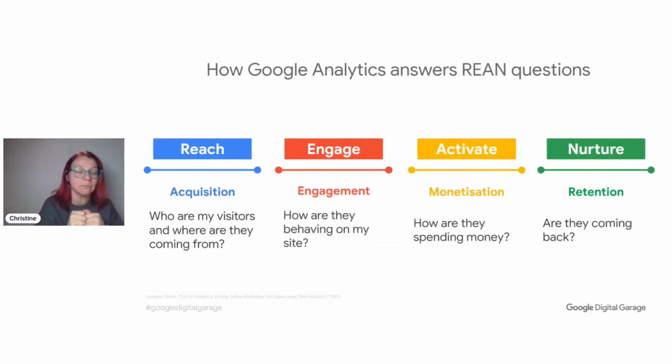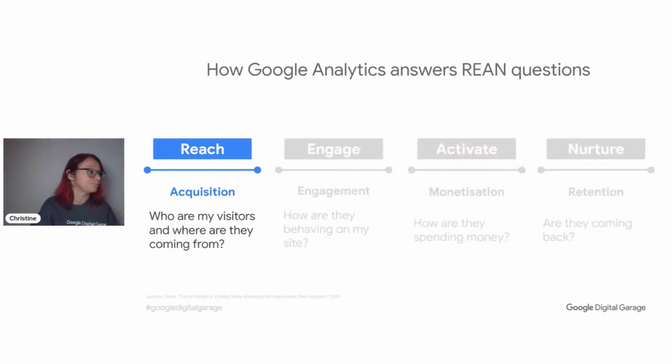Acquisition, how did I reach people? Engagement, how are they engaging with me? Activation, you can either have specific events that you want to measure that would be part of the engagement side of things, or you could be measuring actual monetization and basket values. People actually buying boxes, handing over pound notes for you. And then nurture, we can look at the retention. Are users returning? How can we nurture them to become repeat customers?